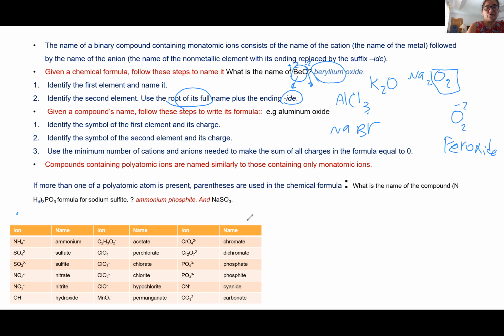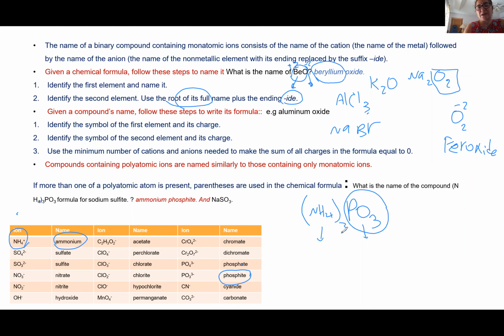First of all, if the formula is given and is (NH4)3PO3, ammonium and phosphite. So if it's 2 polyatomic ions, you go to the table for the polyatomic ions that you have memorized. Ammonium is +1, and the name of it is ammonium, and then PO3 is a phosphite, and it's not a phosphate, it's a phosphite. So you just give the name of the first polyatomic ion and the second polyatomic ion.